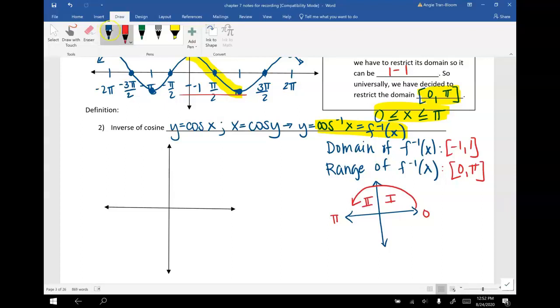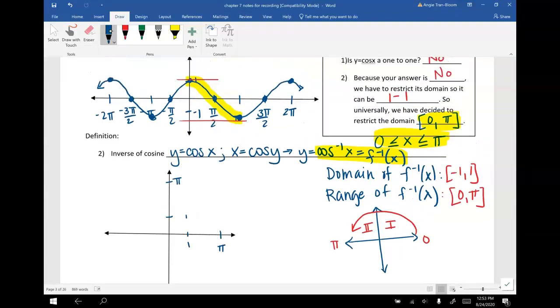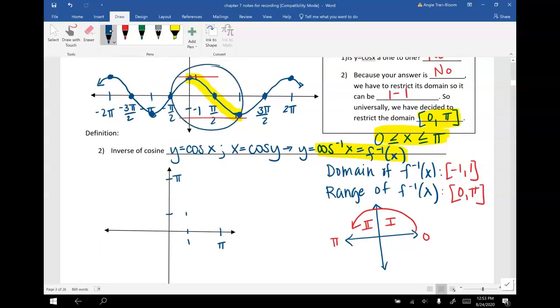Now let's graph out our cosine. Here's pi. Here's pi. All I'm going to do first is graph out the original, the restricted piece in yellow right here, and then we're just going to switch the points. Notice how I'm writing 1 right there, because if you think about it, pi is about 3.14, and 1 is approximately a third of that distance. So now I wrote 1 right there.